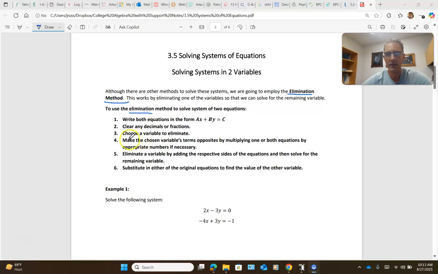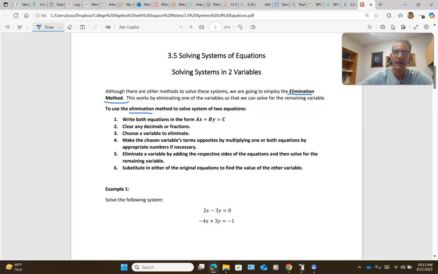Alright, and then if you look at number 4, it says make the chosen variable's terms opposites, by multiplying one or both equations by appropriate numbers if necessary. Step 5, eliminate a variable by adding the respective sides of the equations and then solve for the remaining variable. And then you have to do back substitution to figure out what that other second variable is.